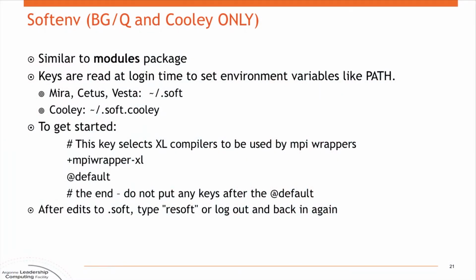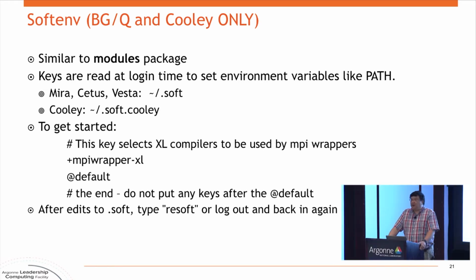So Theta used modules. The BlueGene machines and Cooley use something called Softenv. So Softenv likewise sets your shell environment variables to reasonable values, but it is a completely different system to do that. And it uses keys in a file in your home directory called .soft.